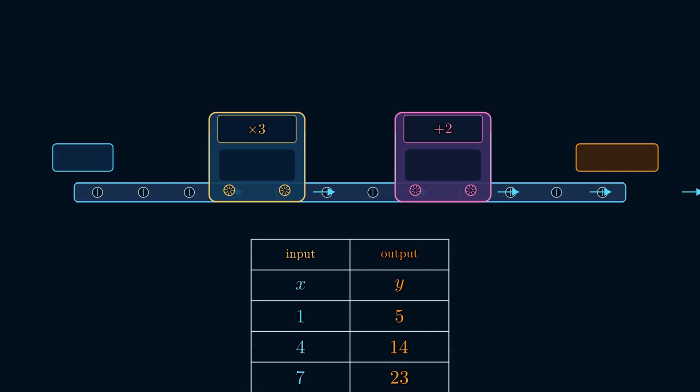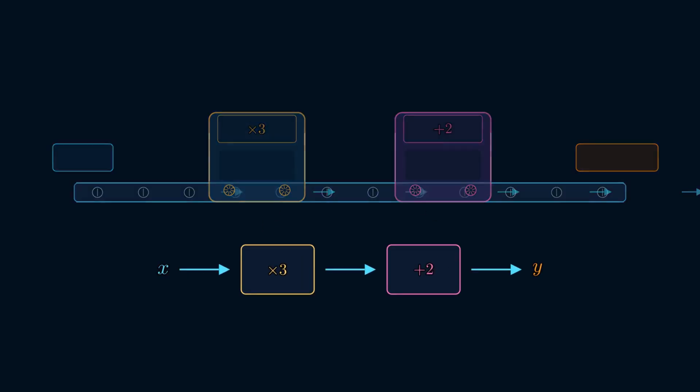The table keeps x as the input and y as the output. When x is 1, y is 5. When x is 4, y is 14. When x is 7, y is 23. The same rule can be written as boxes. X goes through multiply by 3. Then it goes through add 2. The result is y.